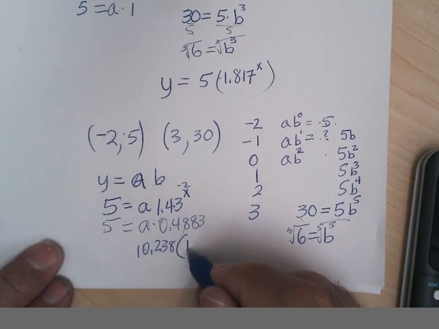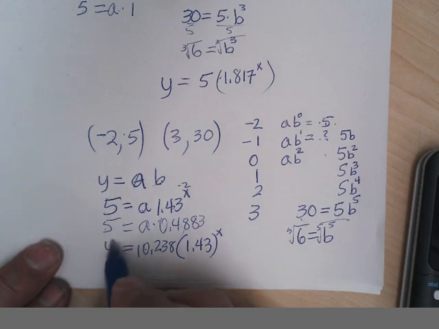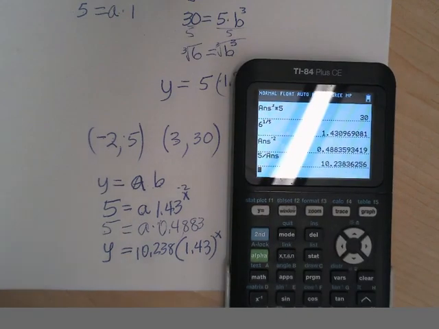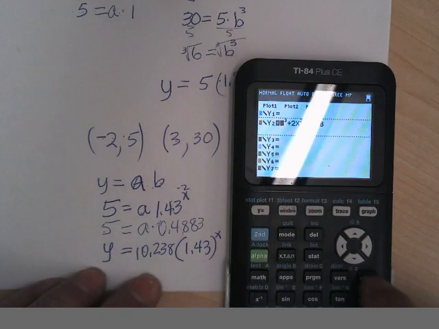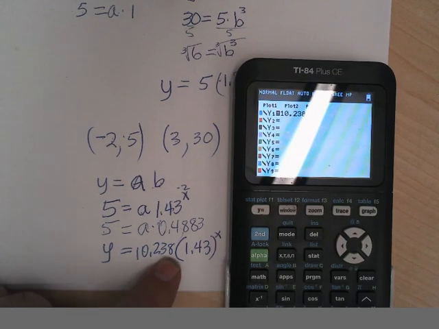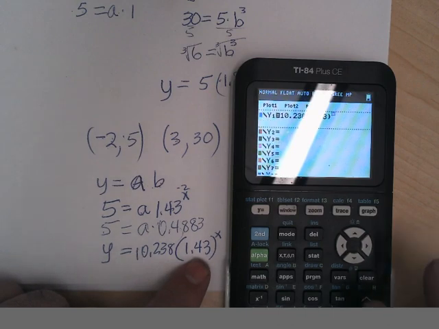10.238 times 1.43 to the x is supposed to be my y. This should work for both of these points. Let's check that. I'm going to go to my y equals, delete, clear this one, 10.238 times 1.43, these are rounded, close parenthesis, to the x power.